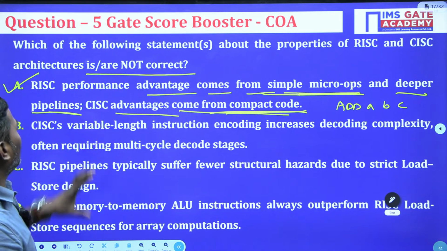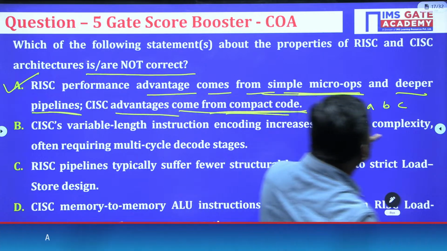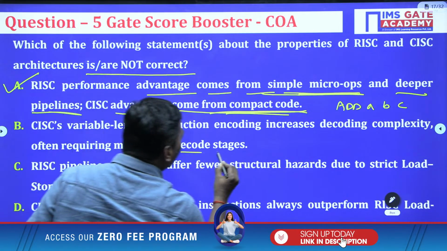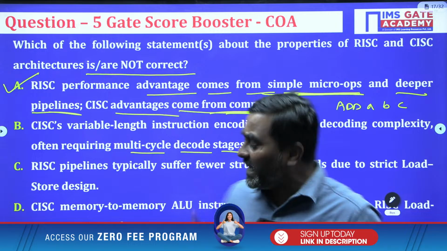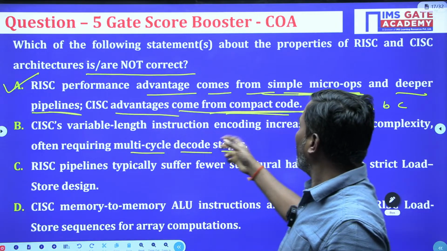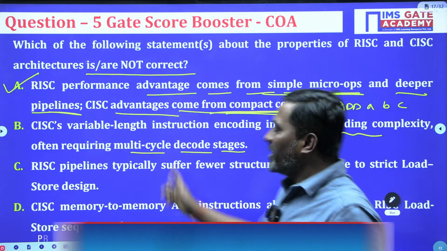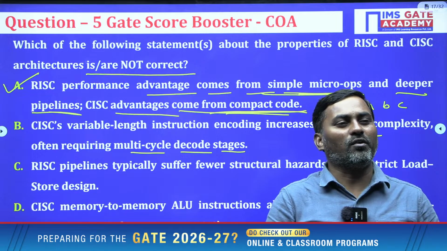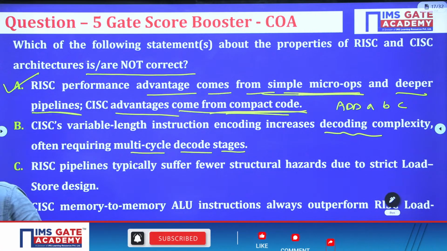CISC variable length instruction encoding increases the decoding complexity and often requires multi-cycle decode stages. It is talking about CISC. In case of CISC variable length instruction, when you want encoding, it increases the decoding complexity. It requires more than one cycle for decode. Is it true or not? Related to CISC style. Yes, absolutely.